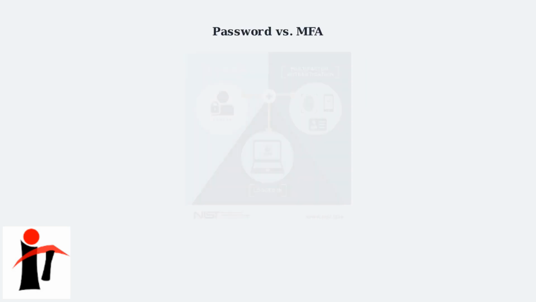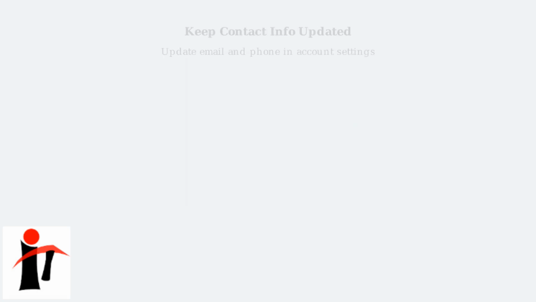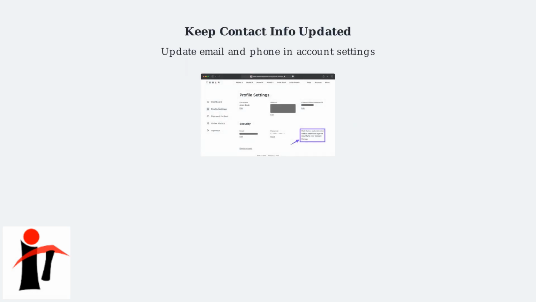Unlike simple password protection, MFA adds an extra layer of security. A password alone can be compromised, but MFA requires something you have, like your phone, making it much harder for unauthorized access. To ensure MFA works effectively, regularly update your email address and phone number in your Tesla account settings. This ensures verification codes reach you and your account stays secure against unauthorized changes.